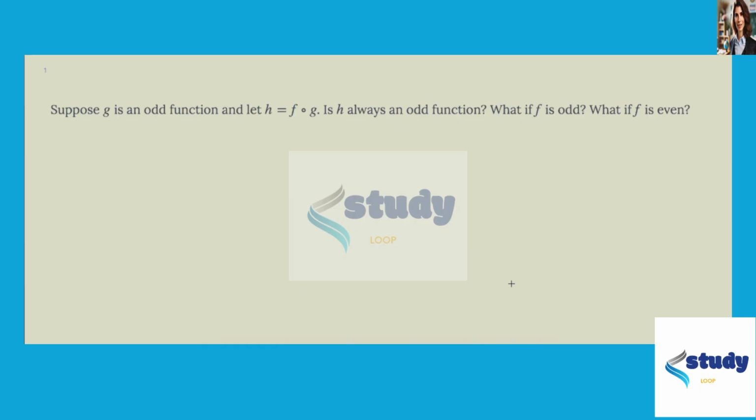Suppose g is an odd function and let h equal f composed with g. The question is, is h always an odd function? What if f is odd, and what if f is even? Okay, so I think this question relies entirely on the last two questions, whether f is odd or f is even. So let's look at a case when f is odd, for example.